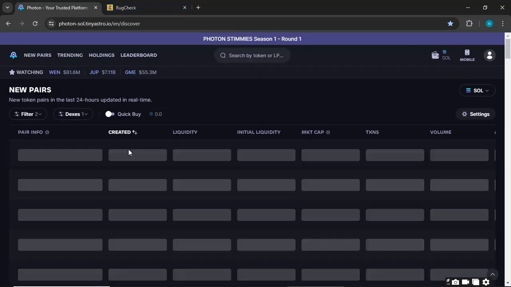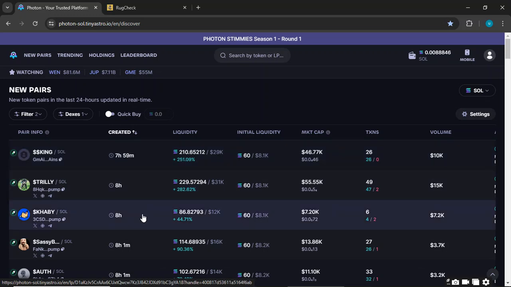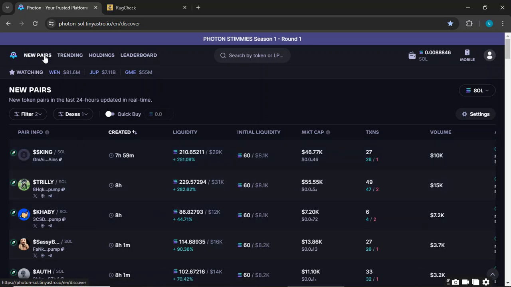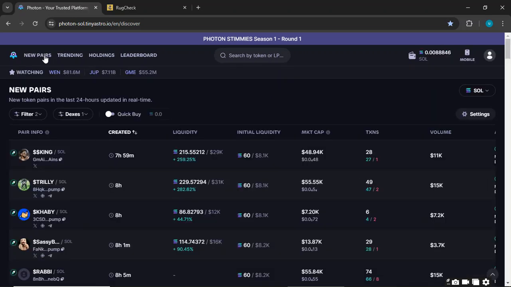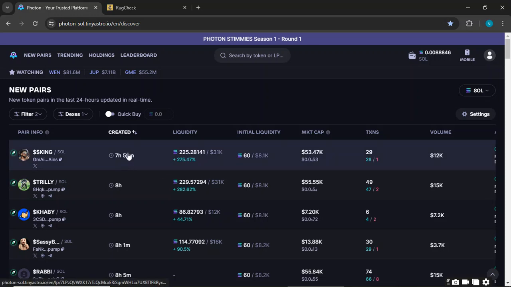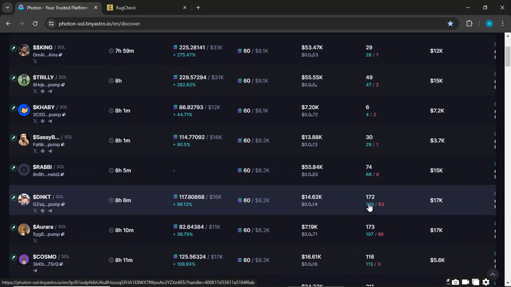All right, guys, let's quickly go. I think my filter is all set and ready to be used. Now you can see the created column. Let me look at the new pairs. Click on new pairs. All right, new pairs, here we are. As you can see, created: these are 7 hours, 8 hours ago. You can see when they were created.